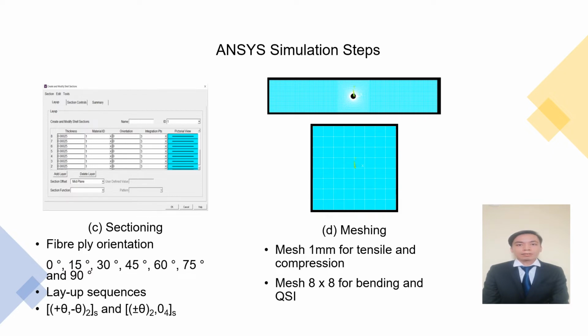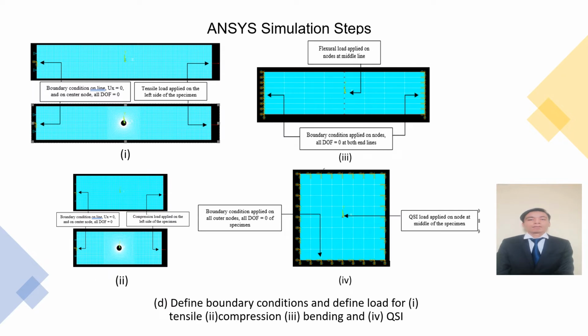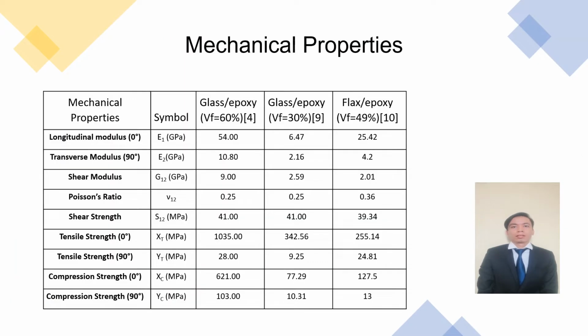For this Ansys, we use an 8x8 mesh, but for the open hole we use a 1 mm mesh because when we did a convergence analysis, it showed that this is the best mesh for this specimen. The final step is to define the boundary conditions and the load, where this figure shows that every test has different boundary conditions and load. These are the mechanical properties that I use for this analysis, for glass epoxy with volume fractions of 60 and 30%, and also flax epoxy.